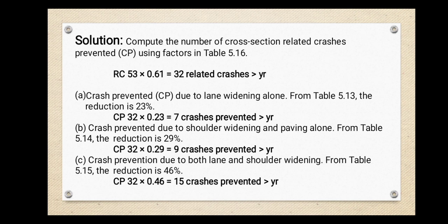So from Table 5.14, the reduction is 29%. So the crashes prevented is equal to 32 times 0.29, which is equal to 9 crashes prevented per year. And in letter C, crash prevention due to both lane and shoulder widening, the reduction is 46%. So the crashes prevented is equal to 32 times 0.46, which is equal to 15 crashes prevented per year.